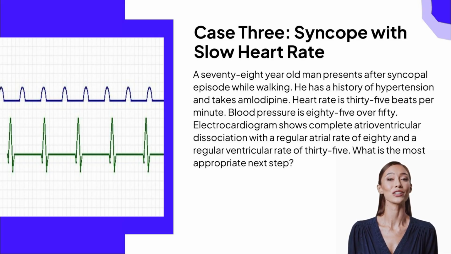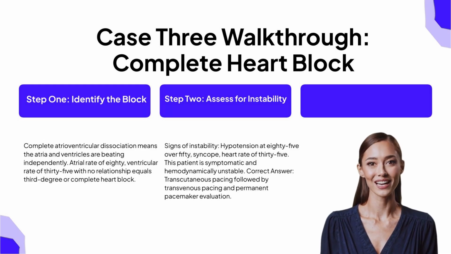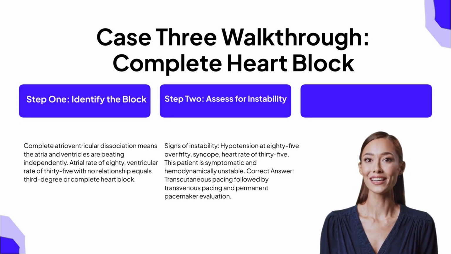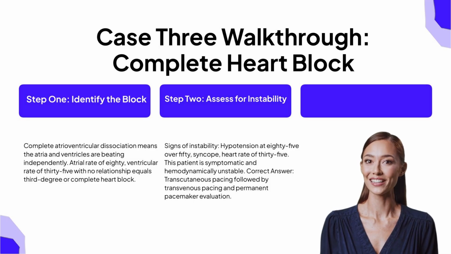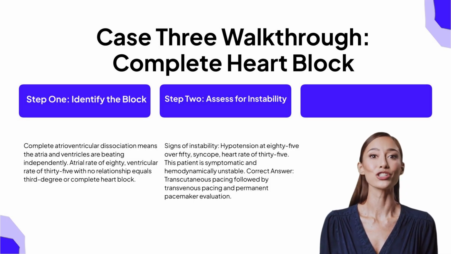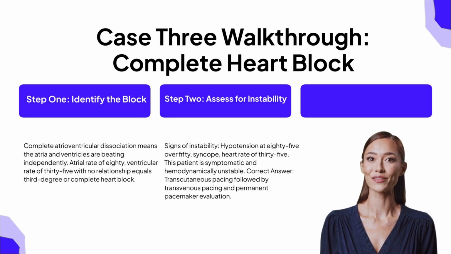Think about what the electrocardiogram is telling you and how sick this patient is. Let us walk through case 3 on complete heart block. Step 1. Identify the block. Complete atrioventricular dissociation means the atria and ventricles are beating independently. The atrial rate is 80, the ventricular rate is 35, and there is no relationship between them. This equals third degree or complete heart block.